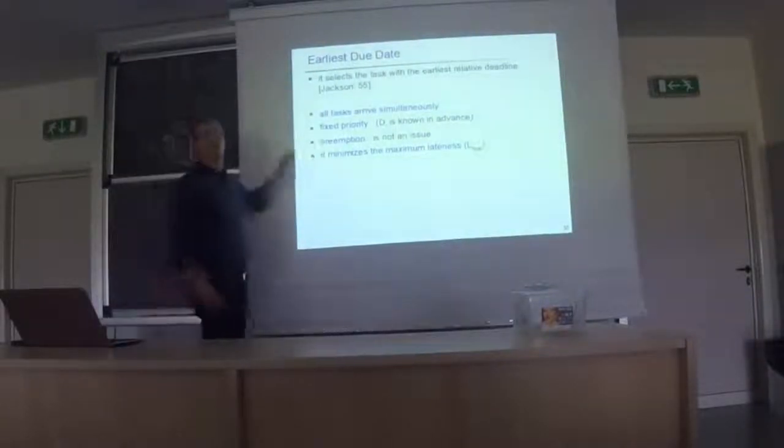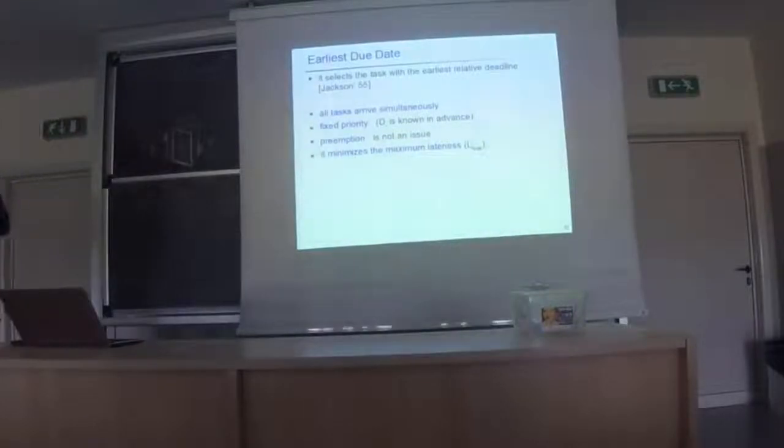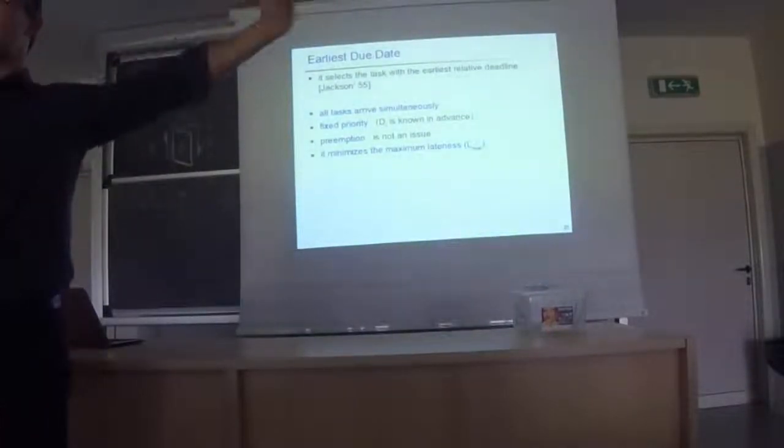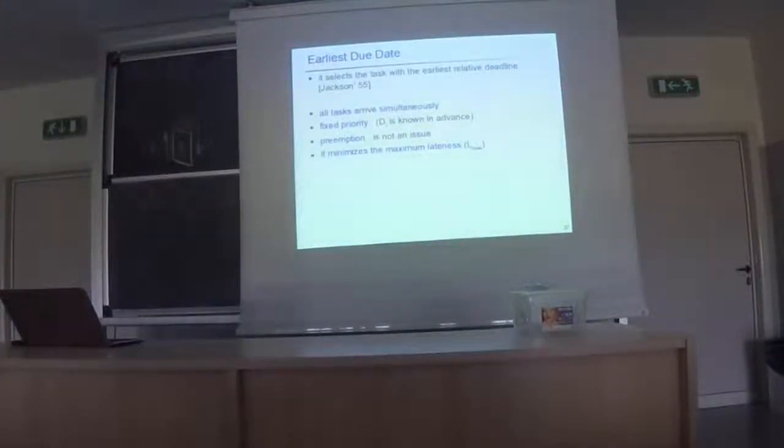So preemption is not an issue because it decides to schedule tasks based on their deadlines. First I schedule the one with the shortest deadline, then the second one, then the third one, and last the one with the largest deadline. Can you tell me why preemption here is not an issue? Why shouldn't I care about preemption?